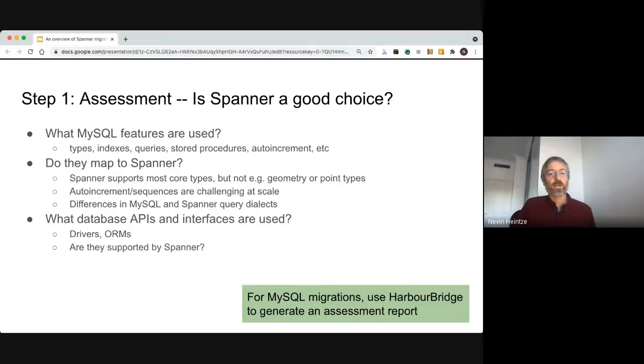Okay, so another important aspect of assessment is looking at how your applications communicate with MySQL. What drivers do they use? Do they use ORMs? Are those supported by Spanner? Finally, an assessment usually contains an analysis of the benefits of using Spanner. So what are the key features that are driving the adoption of Spanner? It might be scalability, or that Spanner is a fully managed service with no downtime, or it may be just the high availability of Spanner, that it provides 4 nines uptime for regional instances and 5 nines uptime for multi-region configurations. We'll talk a little more about Harbour Bridge later, but I want to note here that one of the core features of Harbour Bridge is that it automatically generates an assessment report from a MySQL database.